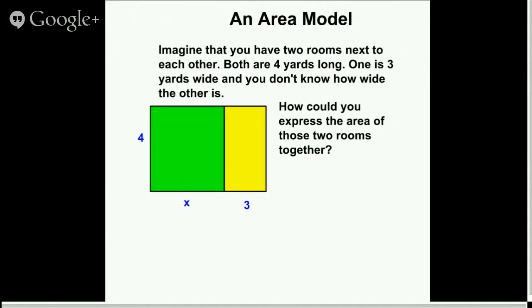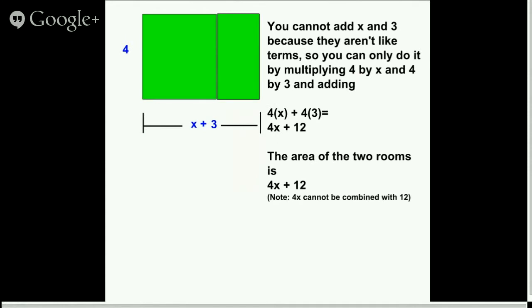What if you didn't know how wide this other room was? How could you express these together? Well, when you do it this way, you could do 4 times x plus 4 times 3, and that would get you 4x plus 12. You could also do 4 times x plus 3, but either way, you'd end up with 4x plus 12.